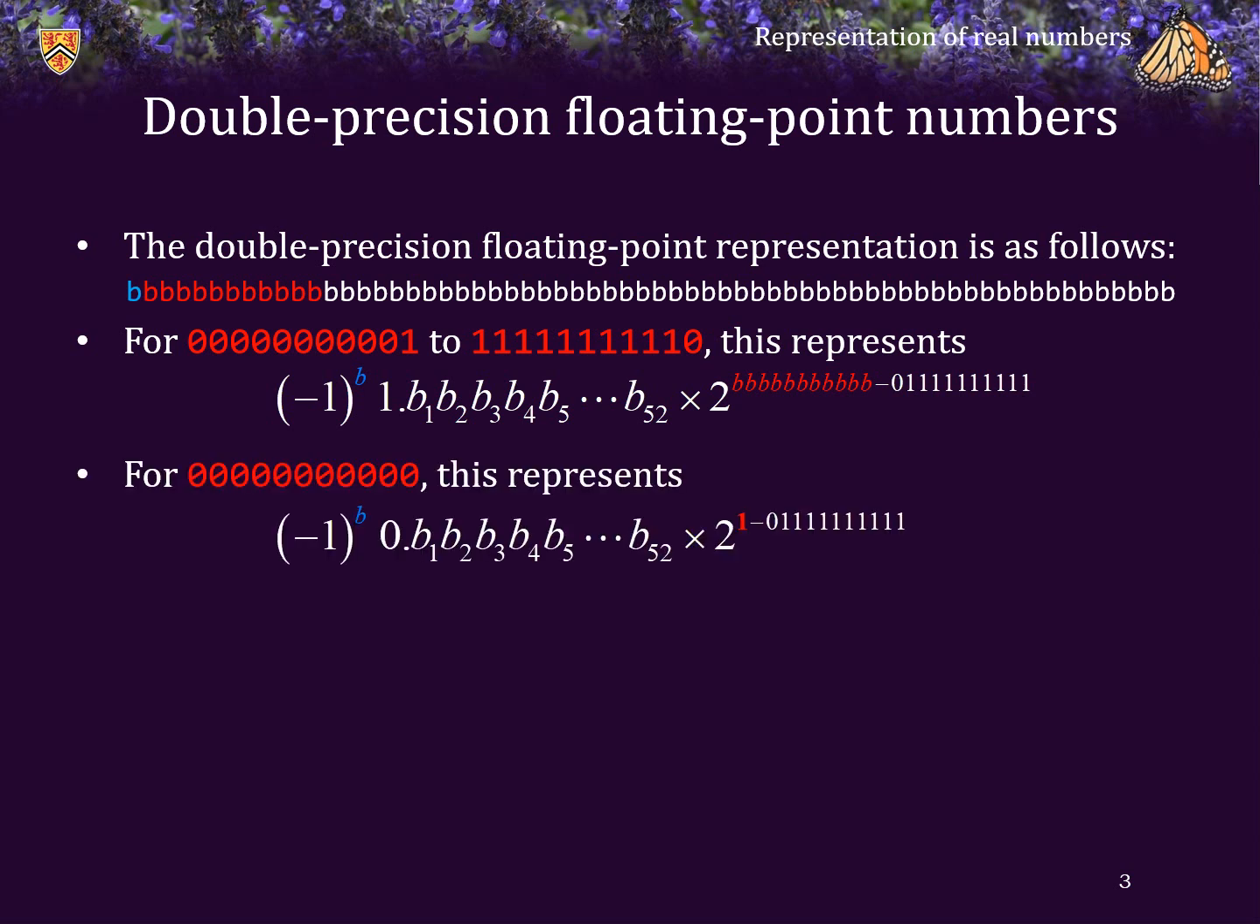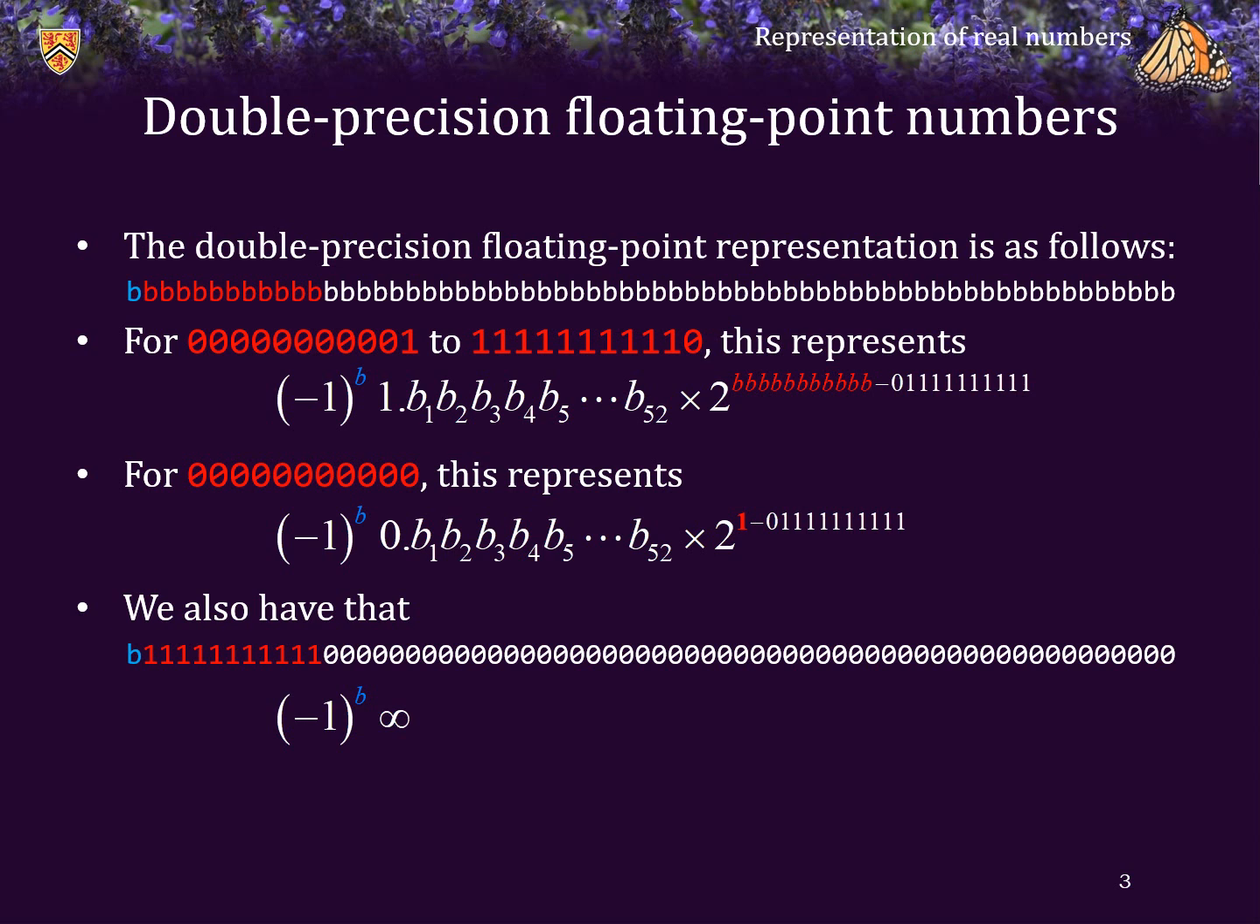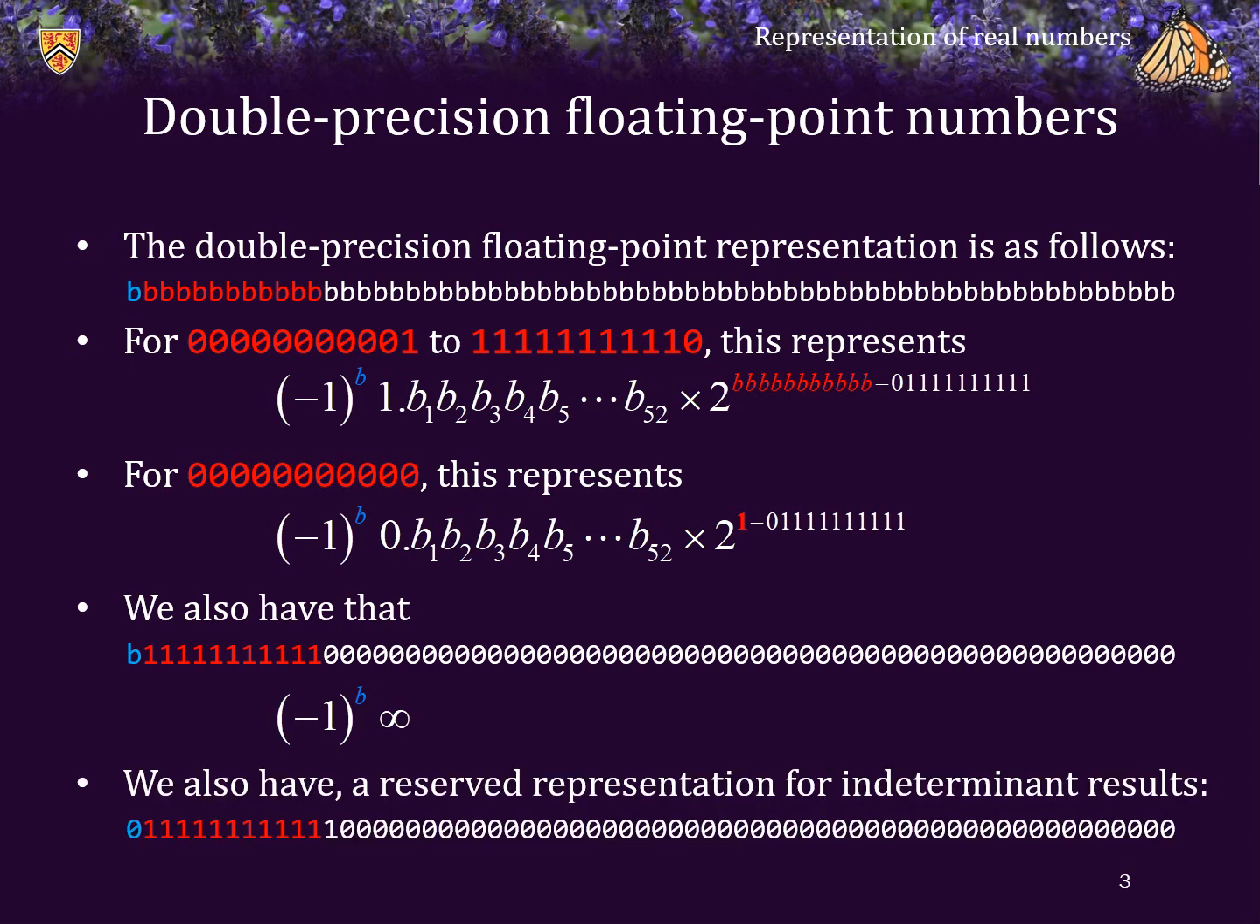If all of the bits in the exponent are 0, this represents this specialized denormalized number. If all the bits are 1 and all the bits in the mantissa are 0, this represents plus or minus infinity. And if all the bits in the exponent are 1 and the first bit of the mantissa is 1, this actually is reserved for indeterminate results: 0 divided by 0, infinity minus infinity. This is also called not a number, or NaN.